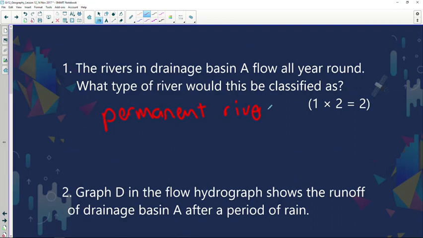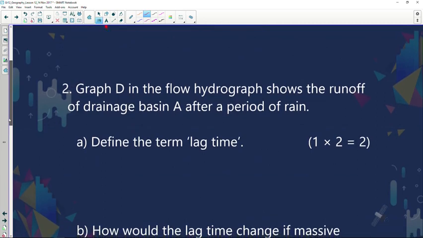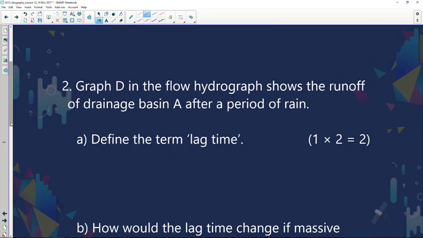Now graph D in the flow hydrograph shows the runoff of drainage basin A after a period of rain. Define the term lag time. Now we looked at our hydrograph. Lag time is when peak flow is being reached, when most of the amount of rain has fallen.